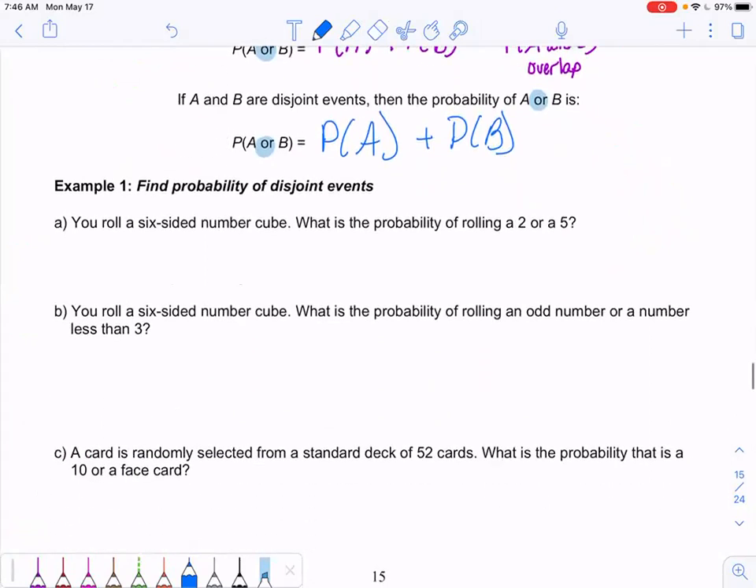So looking at the first three problems here, you roll a six-sided number cube, a six-sided die. What's the probability of getting a 2 or a 5? So this one starts off pretty straightforward. We want the probability of getting a 2 or a 5.